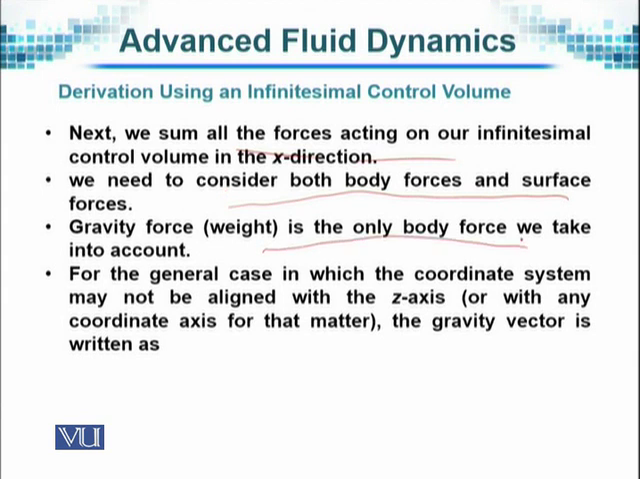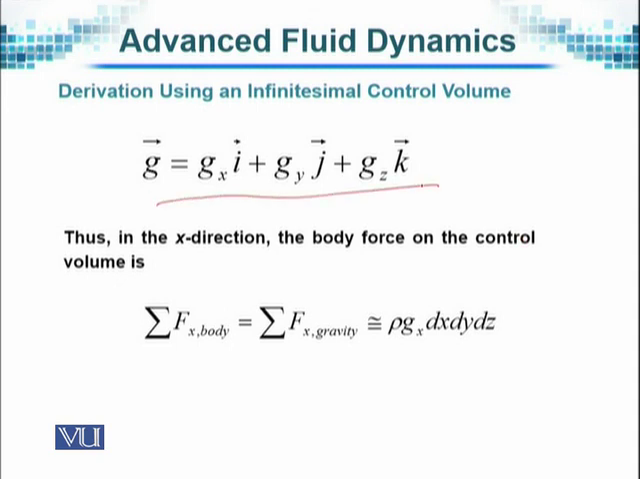Gravity force, we have already mentioned, we have taken it into account, and in the general case, we have to consider that it has three components, although most of the time it's in the vertical direction. So therefore, we generalize the form. We write g as gx i plus gy j plus gz k, where i, j, k are unit vectors in the x, y, z directions.